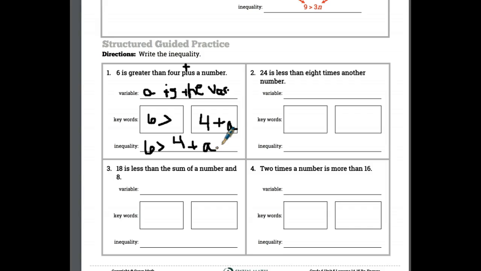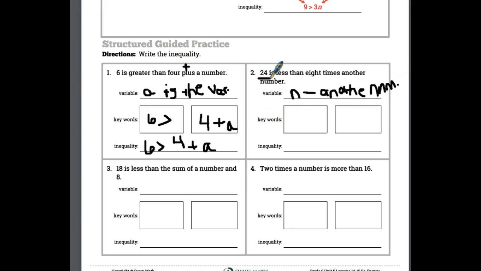So now let's take a look at the second one. 24 is less than 8 times another number. Well, they want a variable here, and the variable is going to be, this time I'm going to put n, and this is going to represent another number. And you should be writing this on your page. Okay, another number.